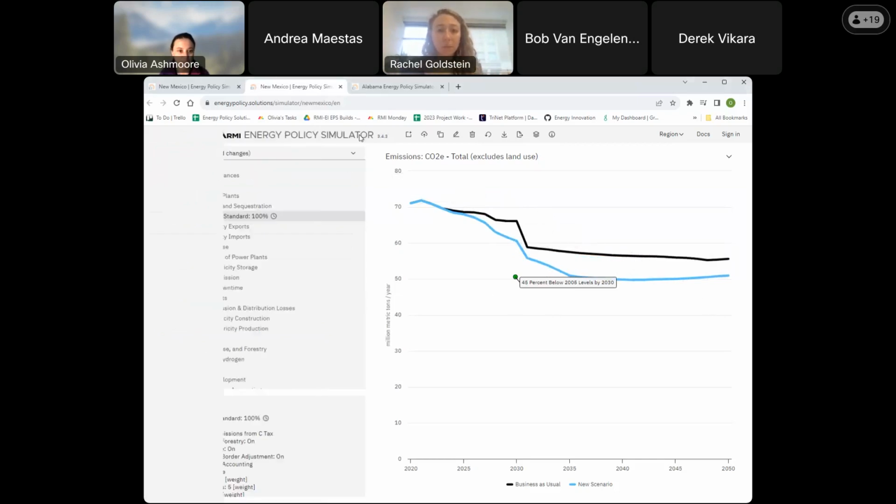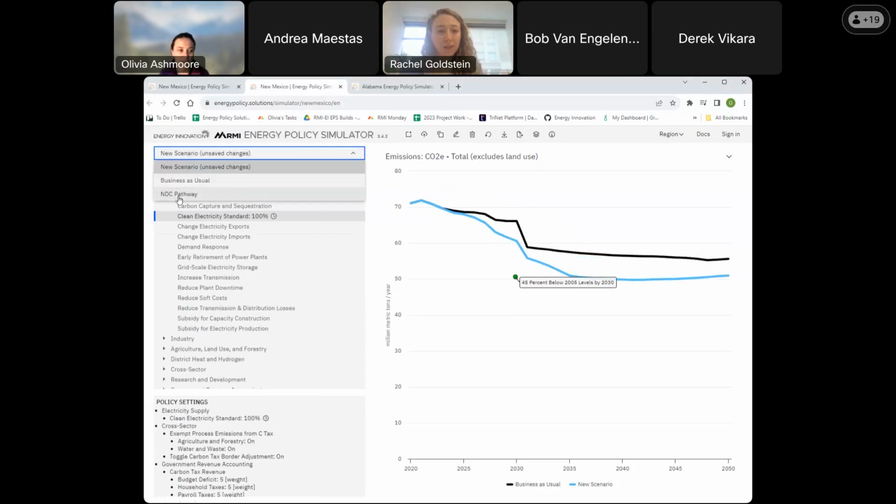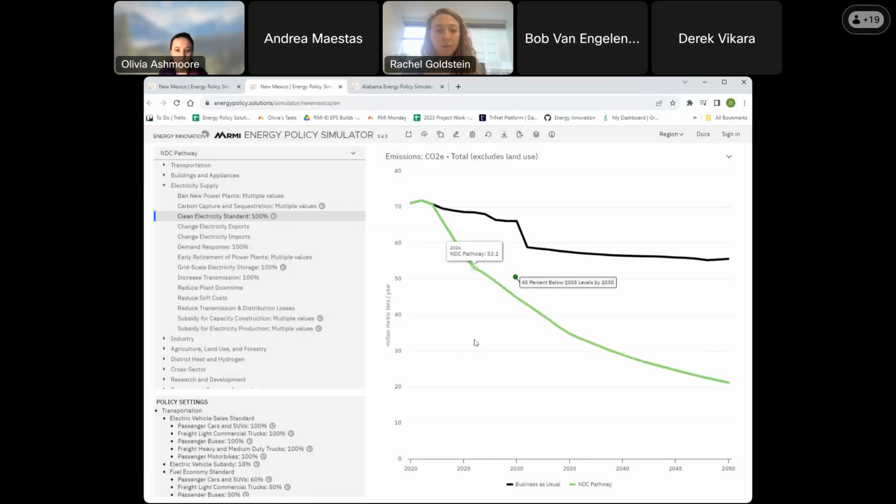And to help you get started using the tool, we have some built-in scenarios. One is the business as usual, which includes state-specific policies that were already enacted when we made the tool, which was about a year ago at this point, as well as an NDC pathway. And the NDC pathway was developed to meet the US NDC goal of reducing greenhouse gas emissions about 50% by 2030 and reaching around net zero by 2050. So we took this package and applied it to the state. So you can see the impact of multiple different policies all at once.